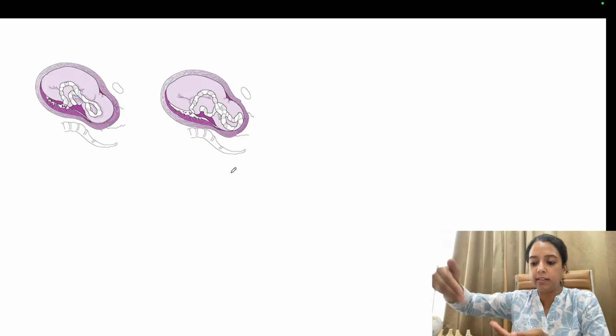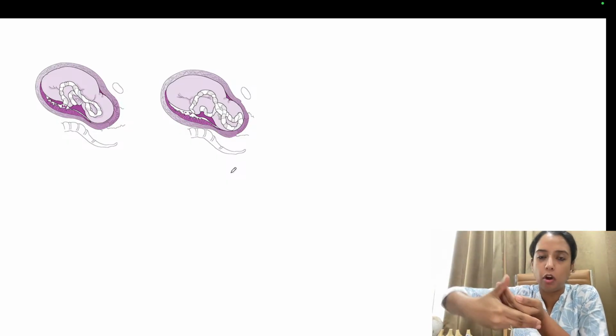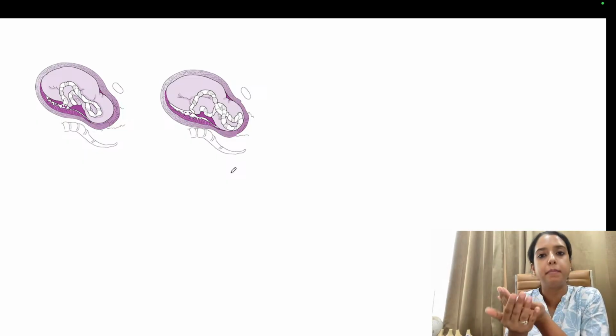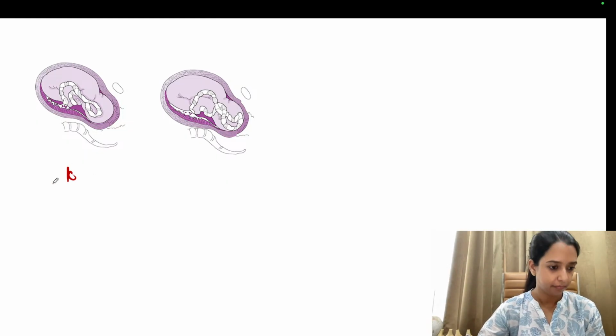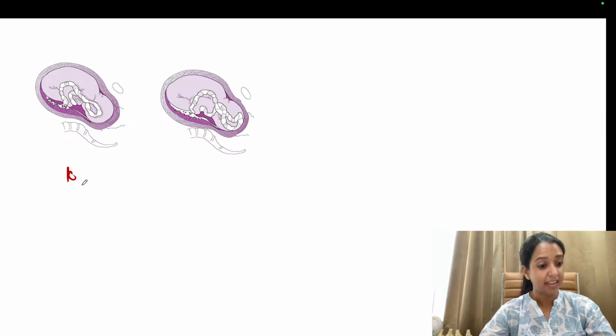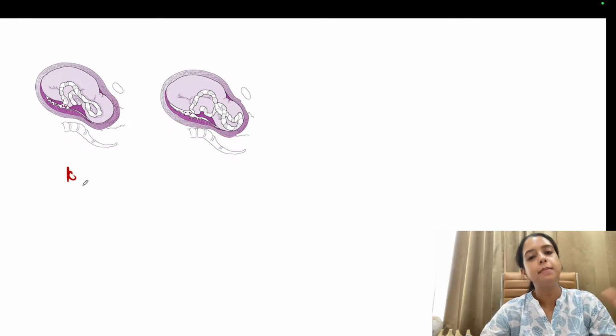So the cord has come beyond the head. Cord has come beyond the head but not into vagina because of membranes. Gaskin maneuver, basically to relieve the cord compression, Gaskin position is taken.